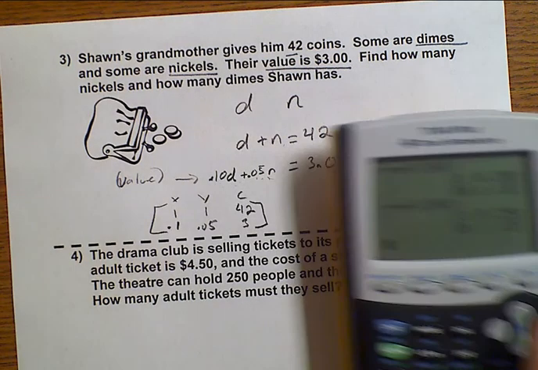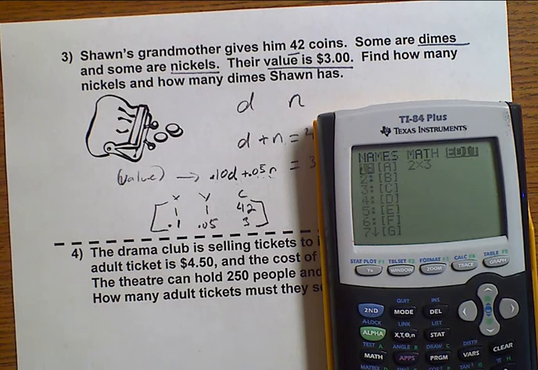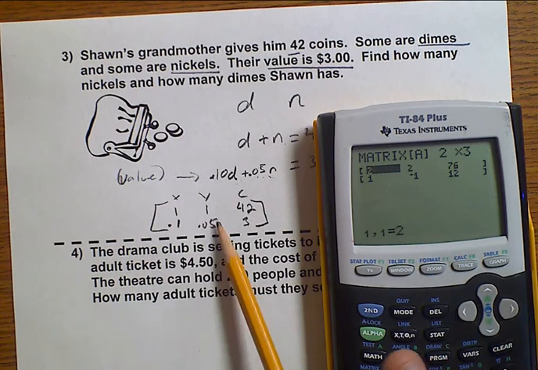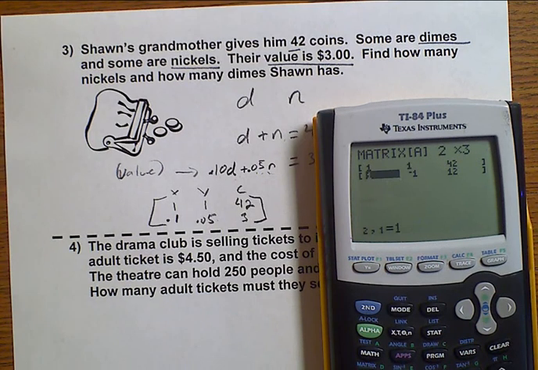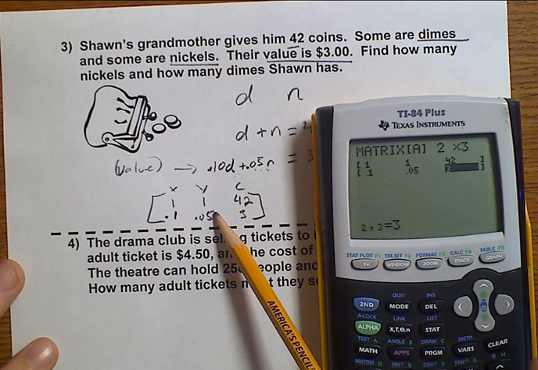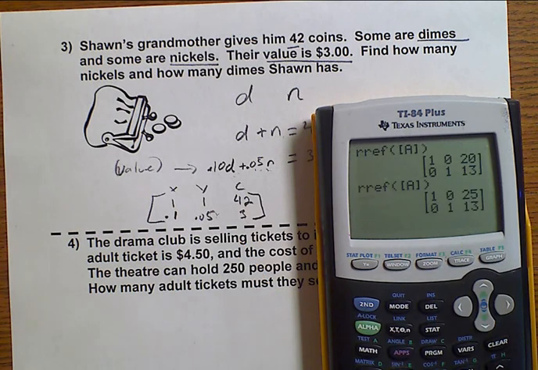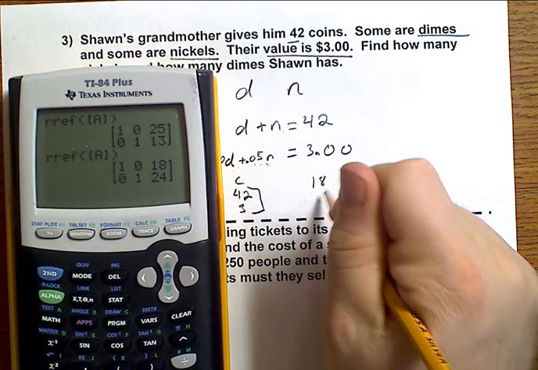We use our calculator. We go back to the matrix. We come over to edit it. Leave the columns the same. Now we make these numbers match these numbers. So we have 1, 1, and 42. We have 0.1, 0.05, and 3. Double check these numbers match these numbers. We get out. You can go back and find RREF if you like, or since it's already pulled up, we can just hit enter, and it will give us the answer, which we see to be 18 and 24.